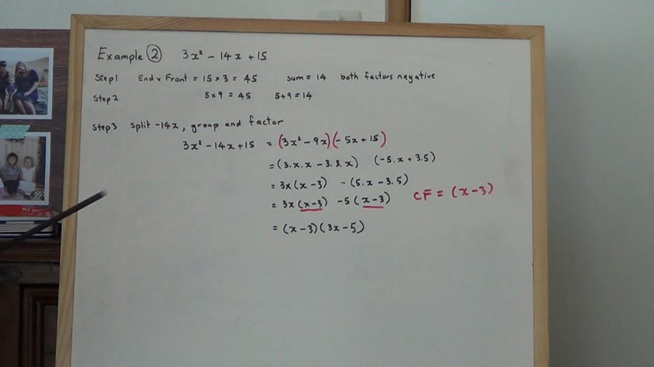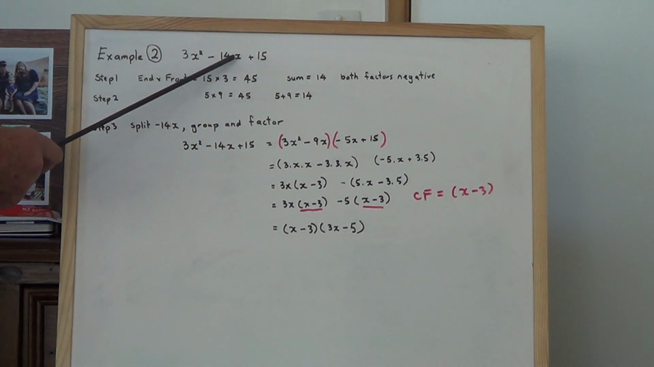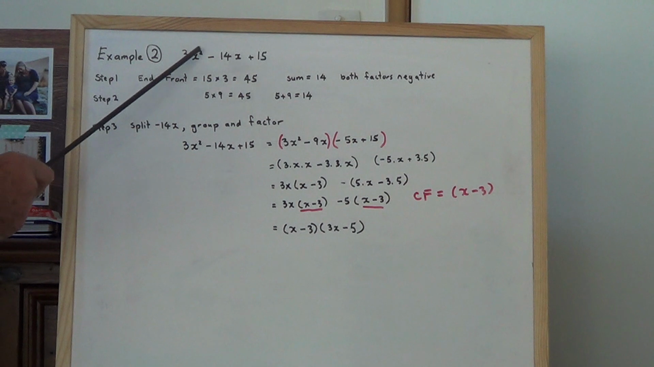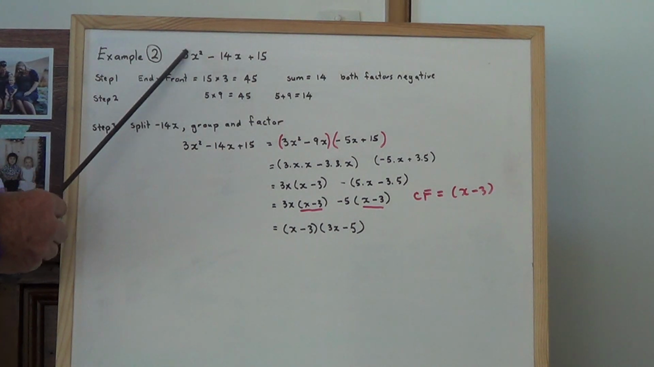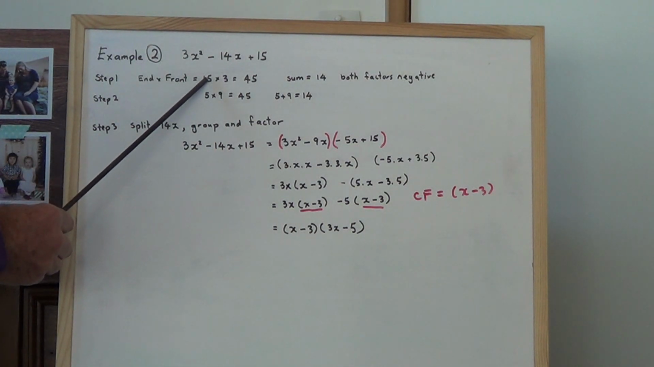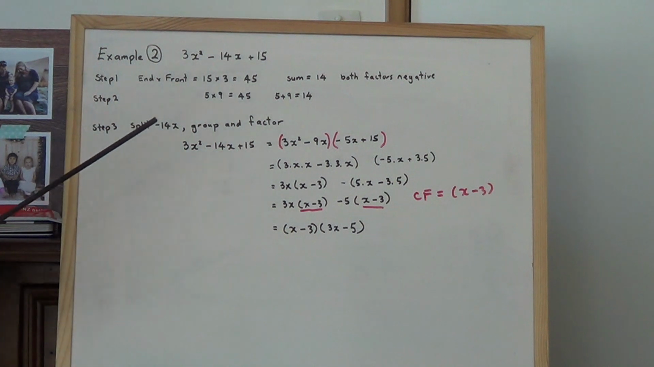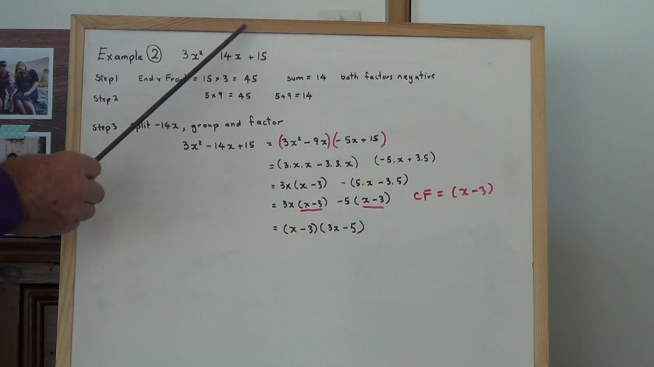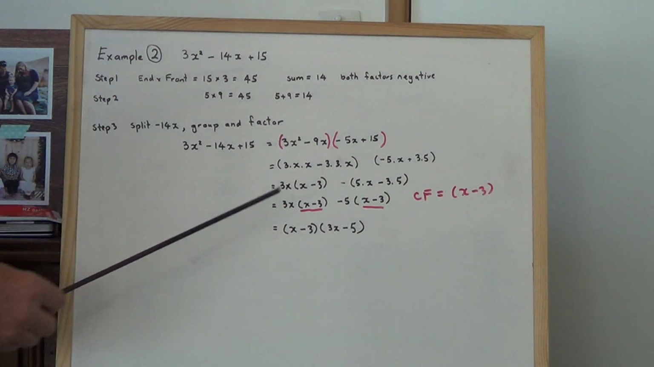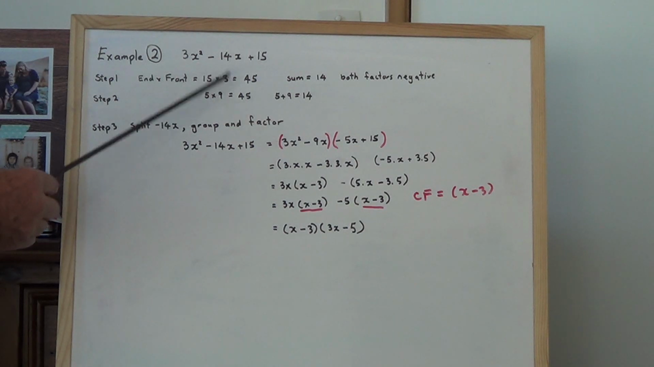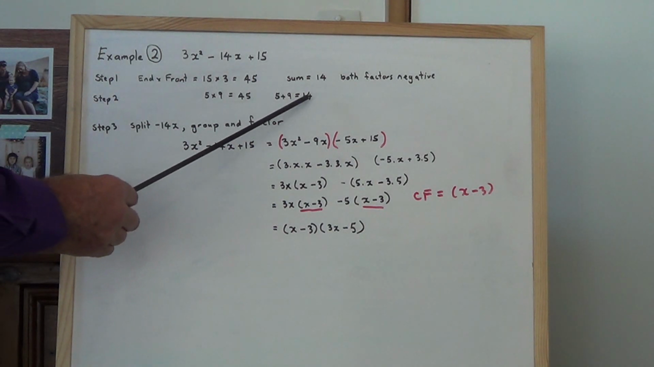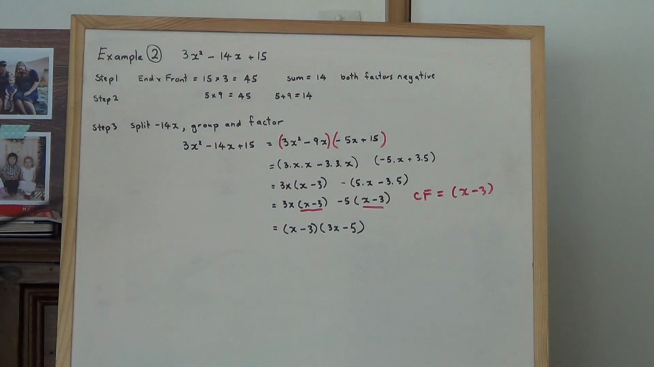This is example 2. It's 3x squared minus 14x plus 5... front times end is 3 times 15, or 15 times 3, which is 45. The sum is 14. Both factors are negative. So we're looking for, here we are, 5 times 9 is 45, and 5 plus 9 is 14. So we want 5 and 9.